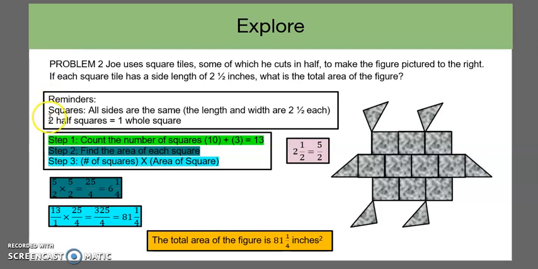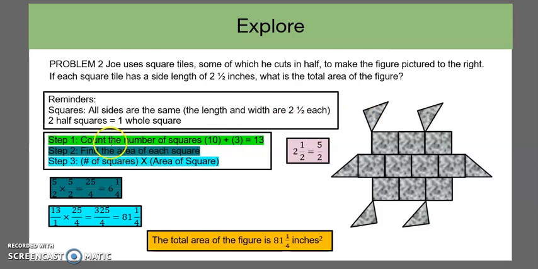Before we get into our first step, we have some reminders. We want to remind students that for squares, all sides are the same; the length and width are 2 1/2 each. So if we know that one side is 2 1/2, then all the sides around it are the same value. We also notice that this figure is made up of 2 half squares. If we combine them, they equal 1 whole square.